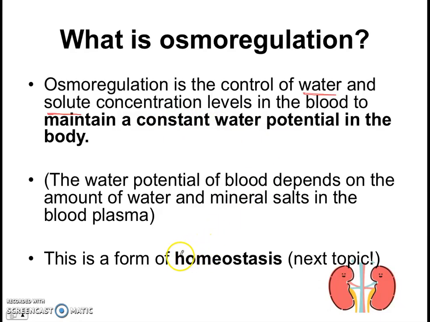And this is a form of homeostasis, and you'll see this more in the next topic. Homeostasis is basically trying to keep and control the levels of different things in the body to maintain a constant internal environment in the body. So we'll take a look at this more in the next topic. But first, we will be focusing for the rest of this video on osmoregulation.